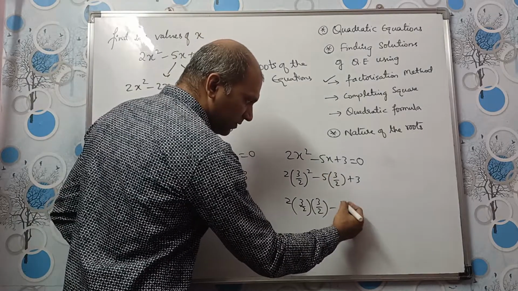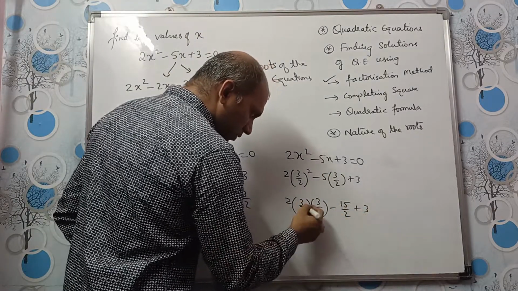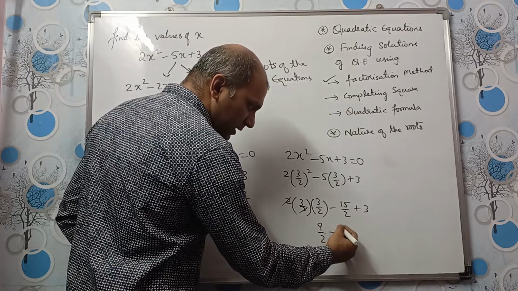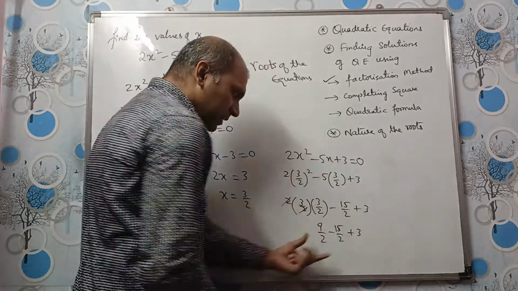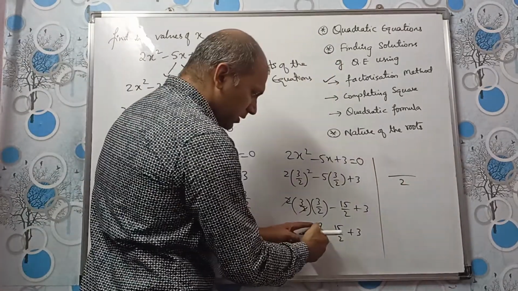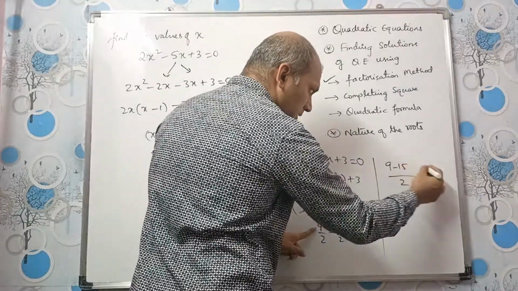Minus 5 3s are 15, 15 by 2 plus 3. So 1, 2 will get cancelled here, right? So 3 3s are 9, this is 9 by 2 minus 15 by 2 plus 3. Now denominators are same. Write the denominators one time. 9 minus 15 plus 3.